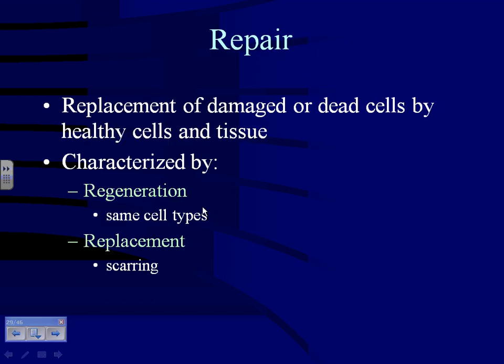All right, what about repair? Again, repair refers to replacement of damaged or dead cells by healthy cells and tissue. It can be characterized by regeneration of the same cell types or replacement by scarring tissue. In other words, connective scar tissue can replace the damaged cells. And scar tissue is very permanent type tissue. Once you get scarring, it doesn't usually go away, okay? It can be permanent.